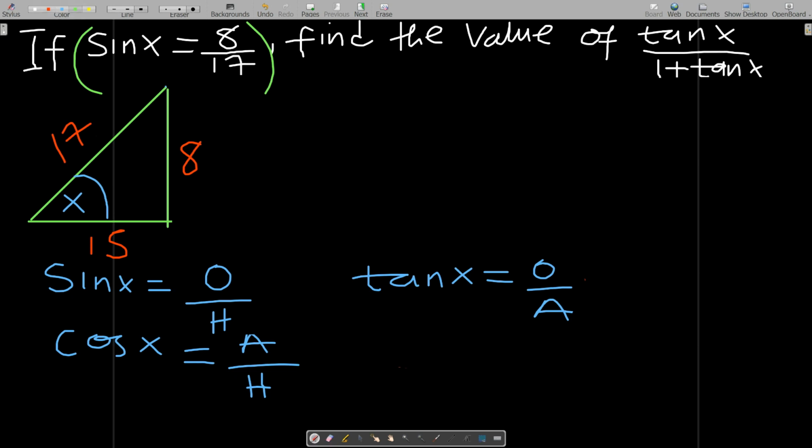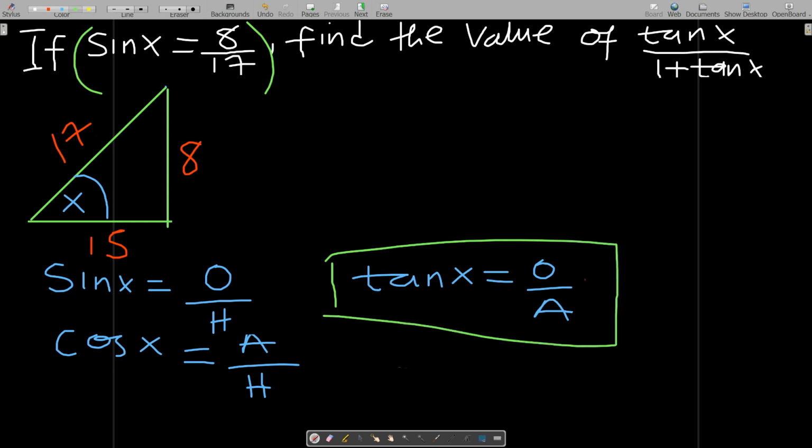The equation that we are going to use, like I said, is this: tan x is equal to the opposite of x over the adjacent of x. Now we said that for this angle x, the opposite is what? This one, the 8, and the adjacent is the 15. So therefore our tan of x is equal to the opposite of x, which is 8, over the adjacent, which is 15. The one that is in line with the angle is 15. So now we are done with finding our tan x.